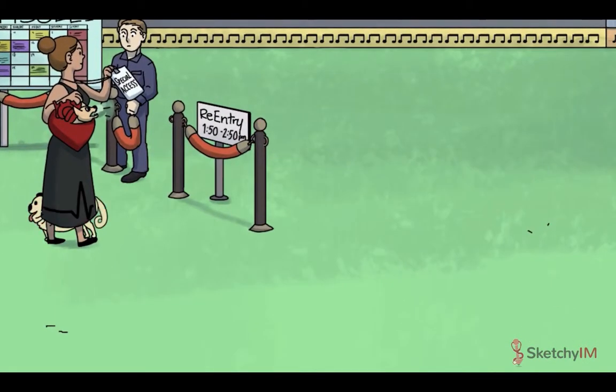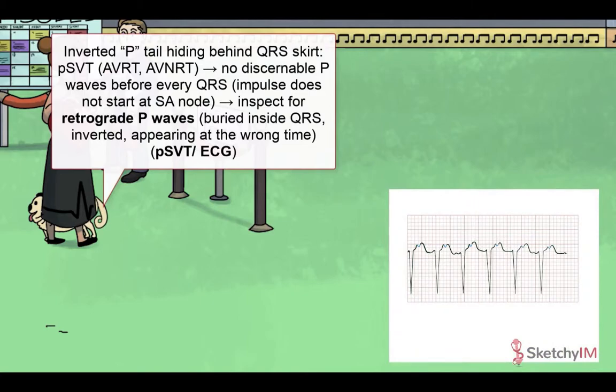Because the impulse does not start at the SA node, there are often no discernible P waves before every QRS. Though, as the circuit loops around back to the AV node, an impulse does depolarize the atria eventually, just not at the time you'd expect on the ECG. In fact, it's often buried in the QRS complex. Just think of this P-tailed puppy here with his inverted P-shaped tail peeking out of that QRS dress. Aw, who's a shy little P wave?